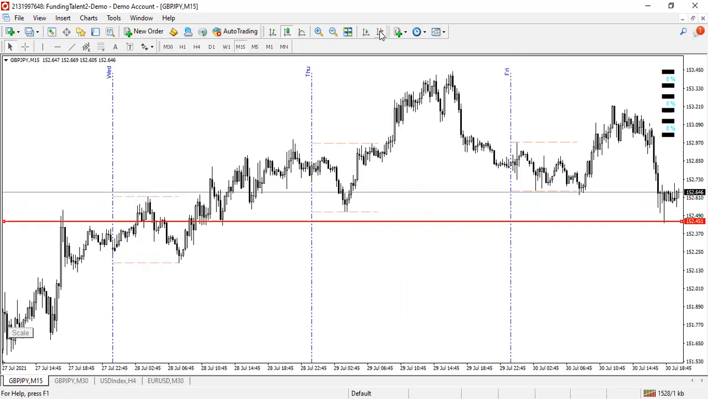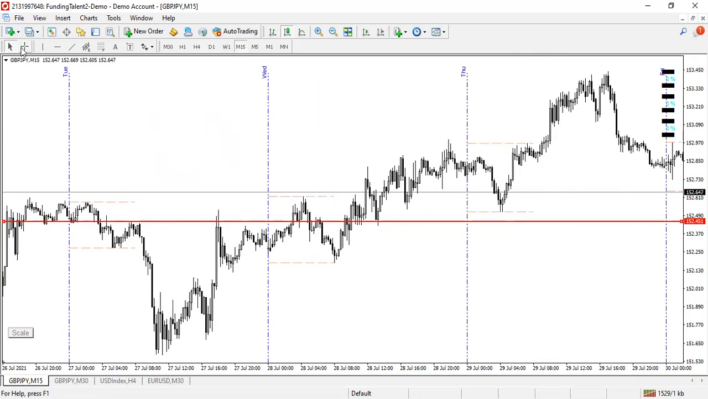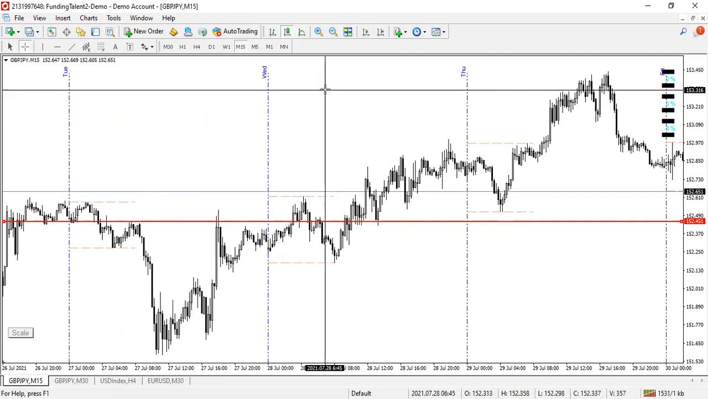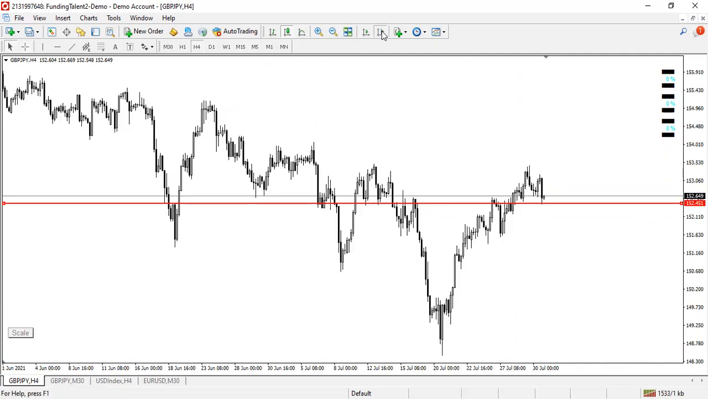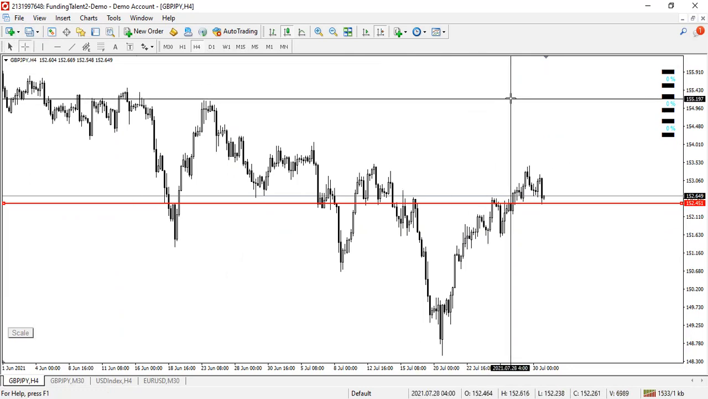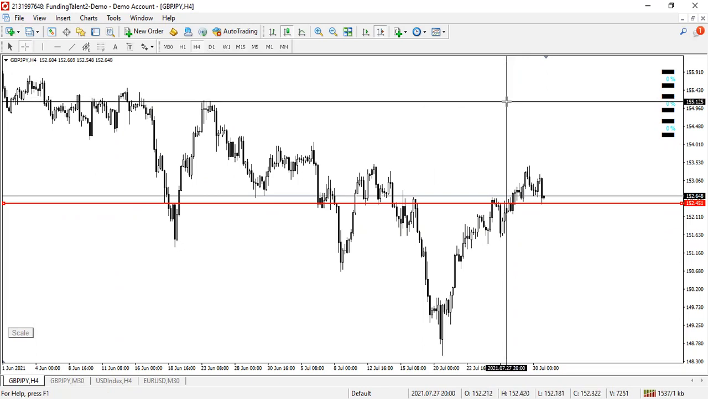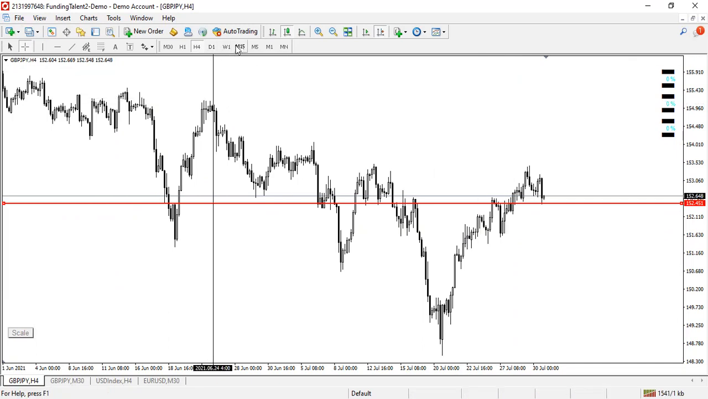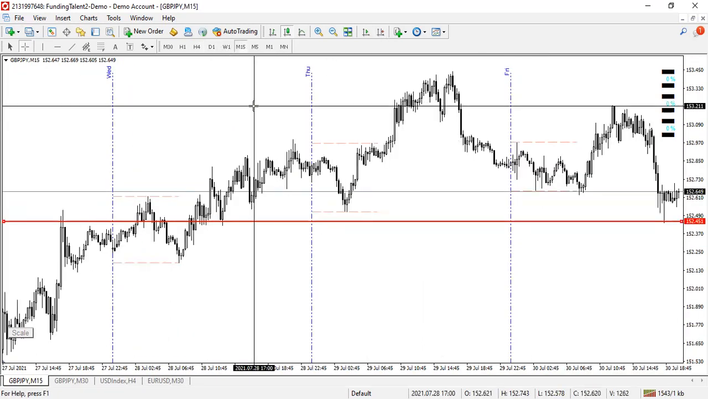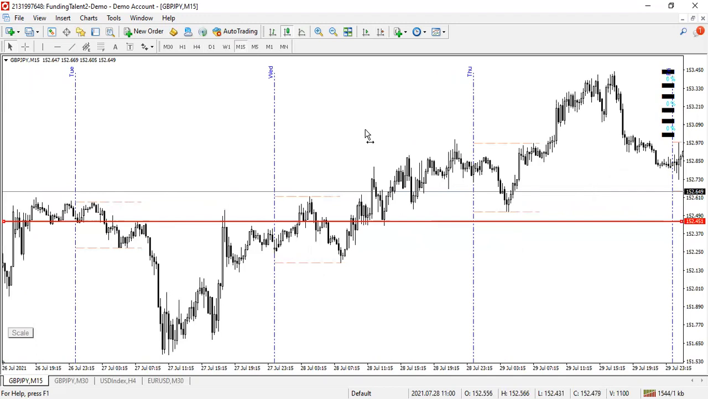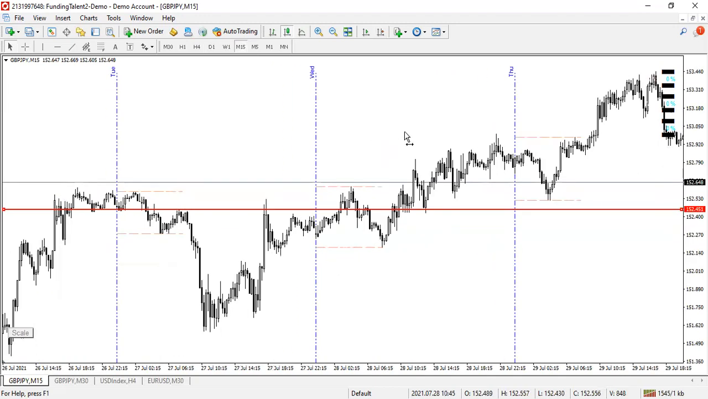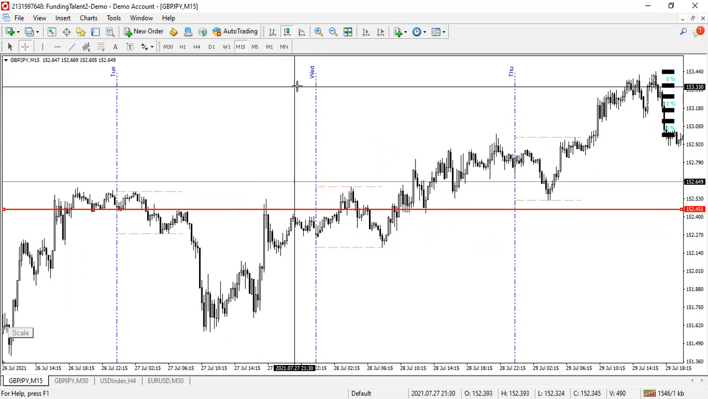Let me go back to 15 minutes. Okay, so H4. Where is the 27th? This is the last candle of the day, and it is bullish. That is a very strong indication that the next day will continue to push up. This is the 27th.